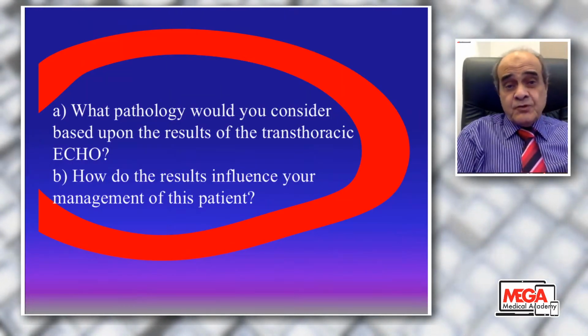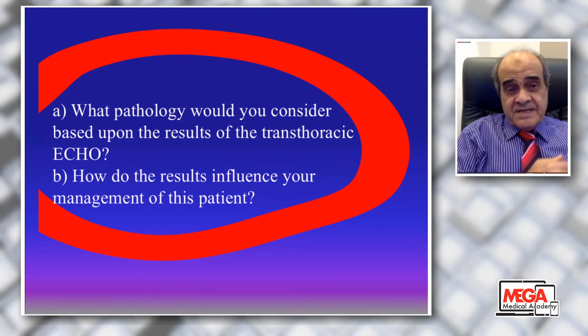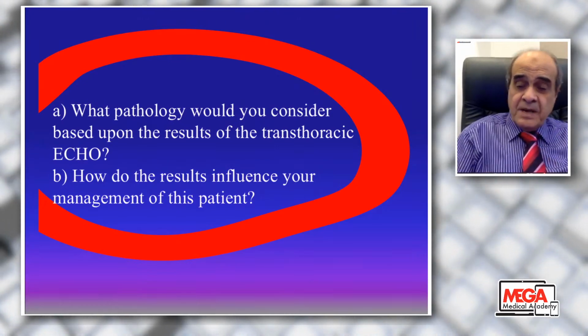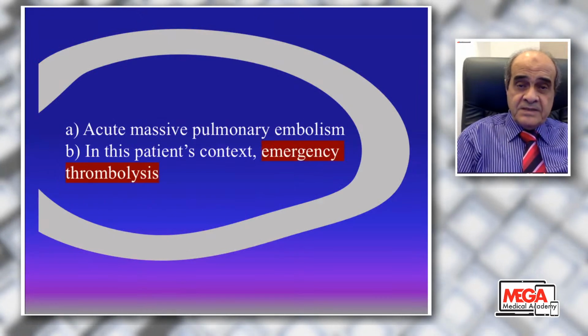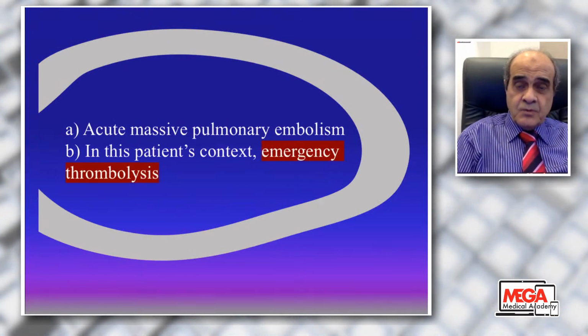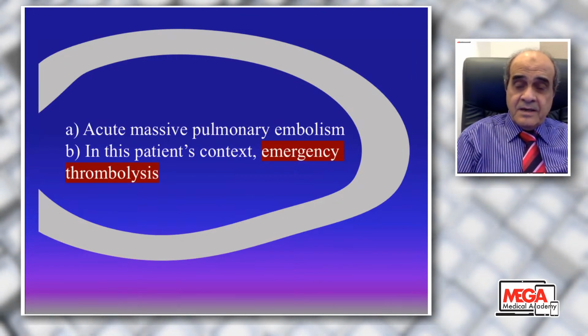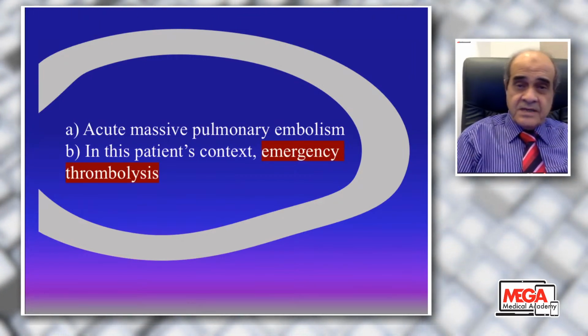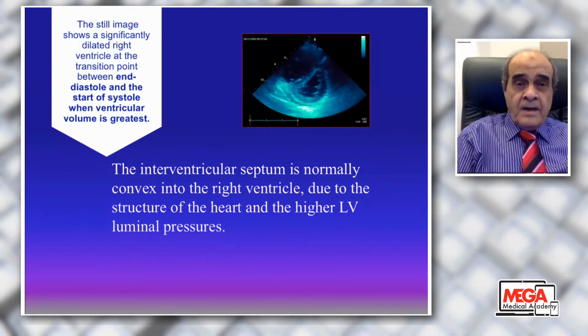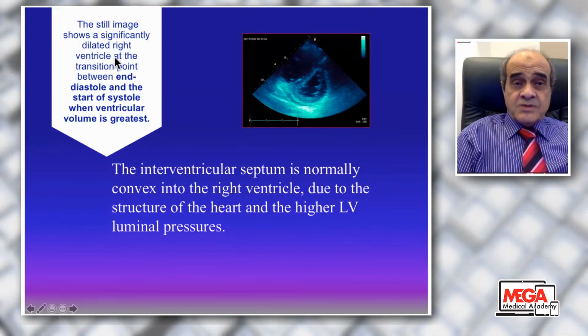What pathology would you consider based upon the results? As we said, it is mostly massive pulmonary embolism, and you need emergency thrombolysis even without other investigation like angiography or CT. The still image shows a significantly dilated right ventricle.